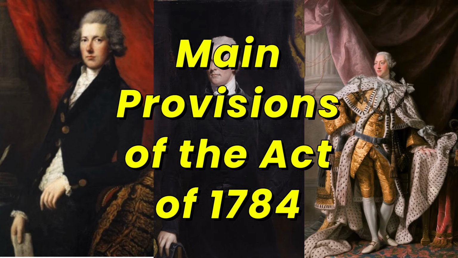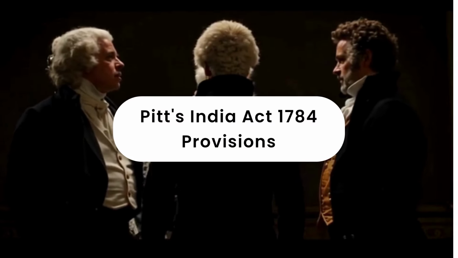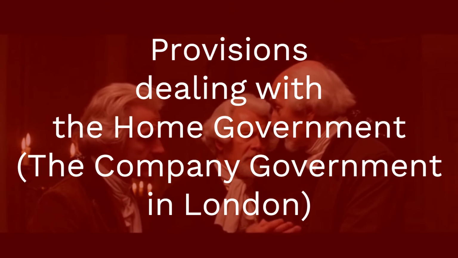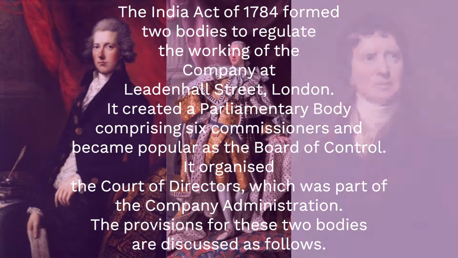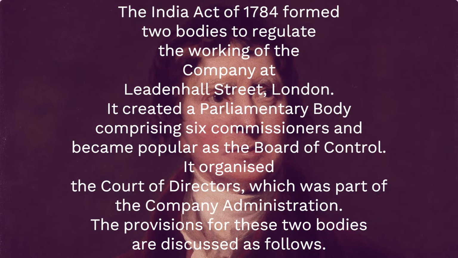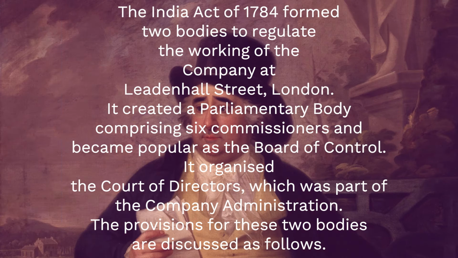Main provisions of the Act of 1784. An extensive survey of the Pitt's India Act of 1784 begins. Provisions dealing with the home government, the company government in London. The India Act of 1784 formed two bodies to regulate the working of the company at Leadenhall Street, London. It created a parliamentary body comprising 6 commissioners and became popular as the Board of Control. It organized the Court of Directors, which was part of the company administration. The provisions for these two bodies are discussed as follows.